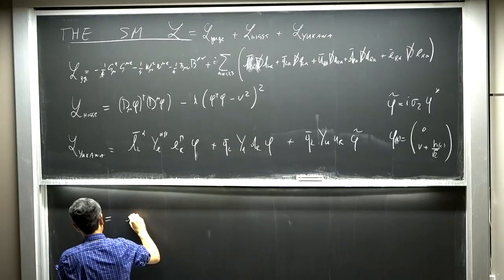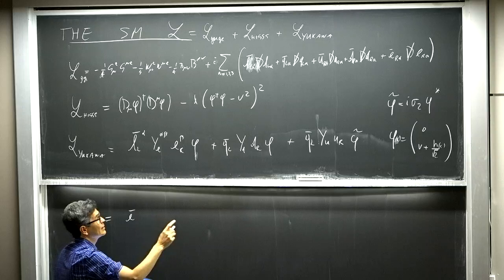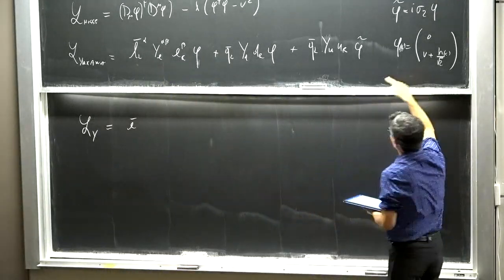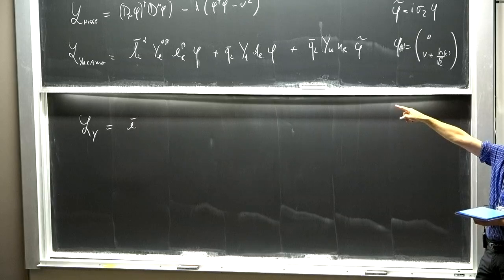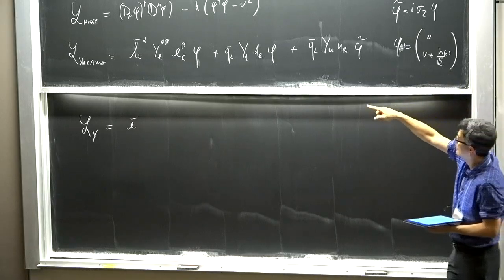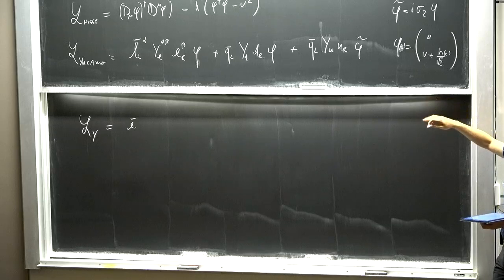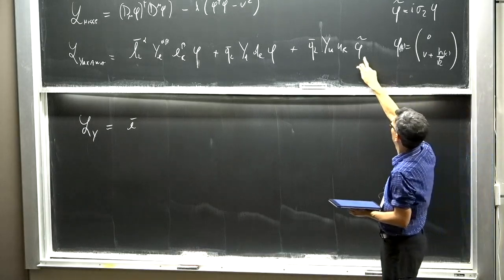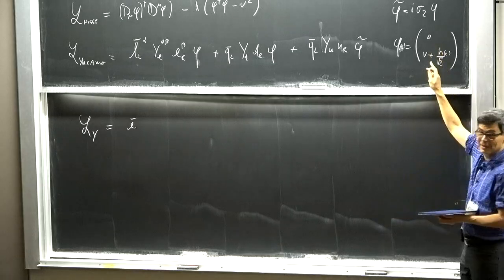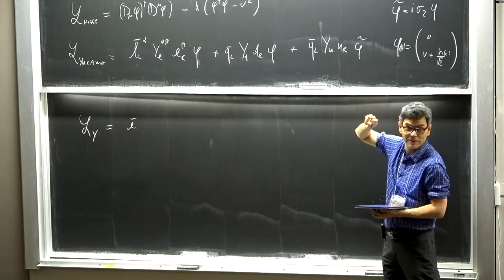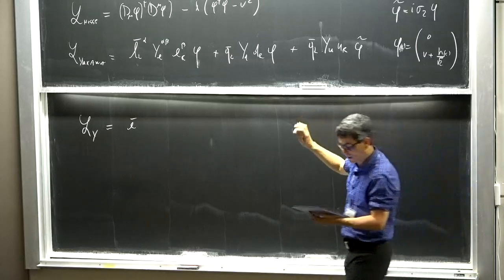I'm just plugging in those things. You see what happens. When I contract the doublet with the doublet, I pick up the lower component. Remember, for Q left, I pick up the lower component, which is D left, the D quark left. And when I contract with phi tilde, the VEV is upstairs, so I pick up the up component of the doublet. That's what's going to happen.